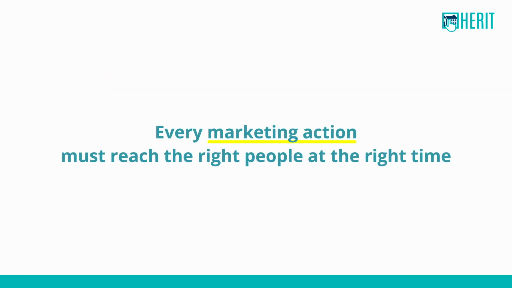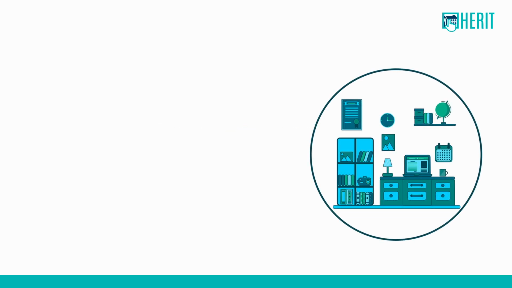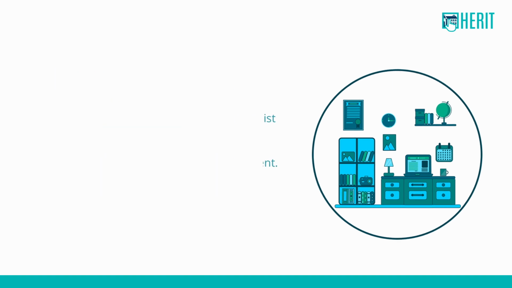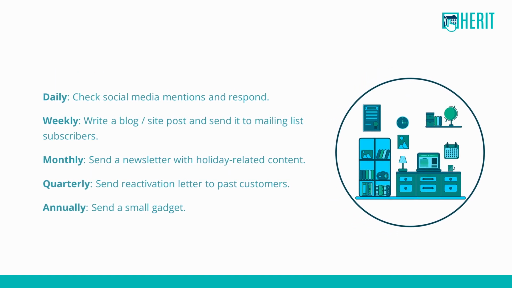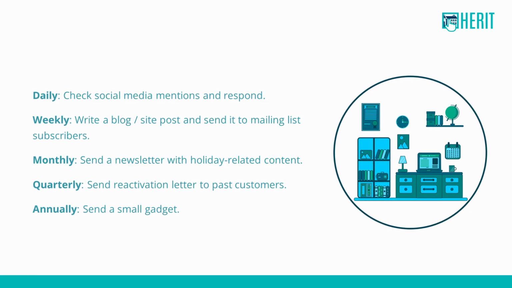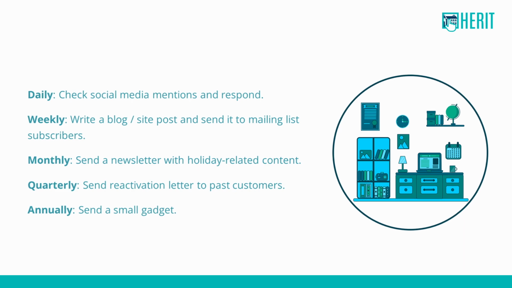Every marketing action, in addition to needing to reach the right people, also needs to reach them at the right time. To enable this, it is necessary that marketing actions occur regularly. A marketing calendar is a schedule of all the marketing activities planned for the foreseeable future, a tool for planning and organizing your marketing projects. Here you can find some examples of activities to do daily, weekly, monthly, and so on.